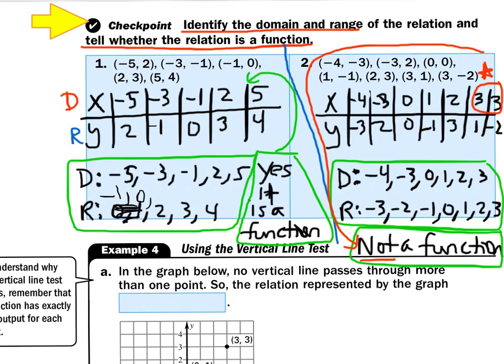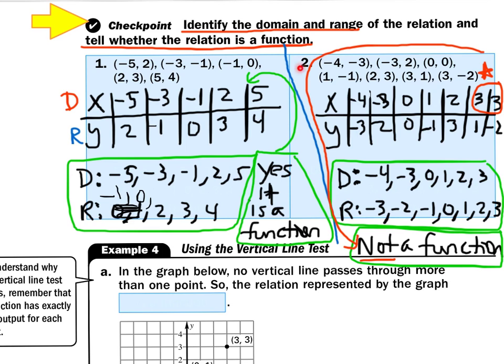And now to decide if it's a function or not, I just look at the inputs, only the inputs. And notice how they are all different. If they are all different and nothing repeats, then I say yes, it is a function.